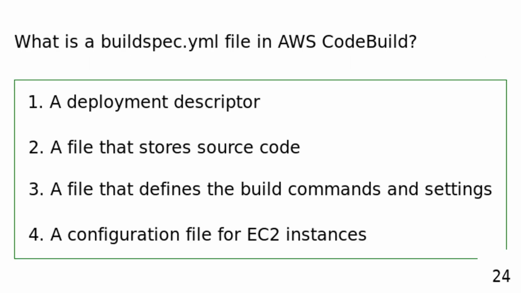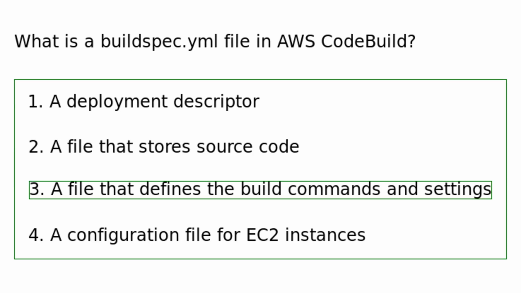What is a buildspec.yml file in AWS CodeBuild? A deployment descriptor. A file that stores source code. A file that defines the build commands and settings. A configuration file for EC2 instances. The buildspec.yml file is a YAML file that contains the commands and settings used by AWS CodeBuild to run a build.